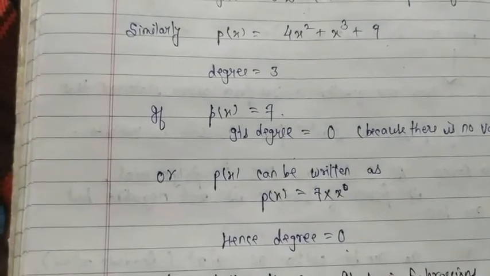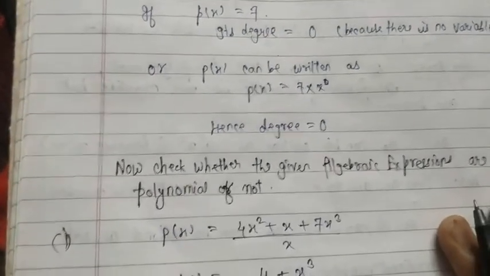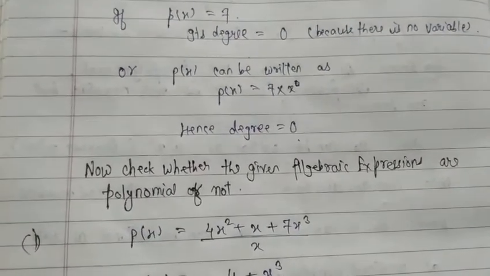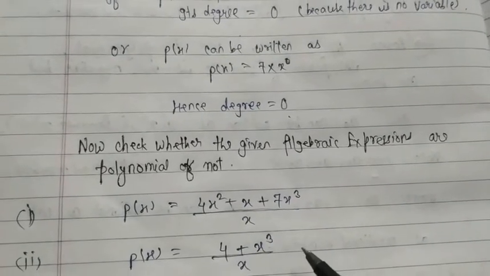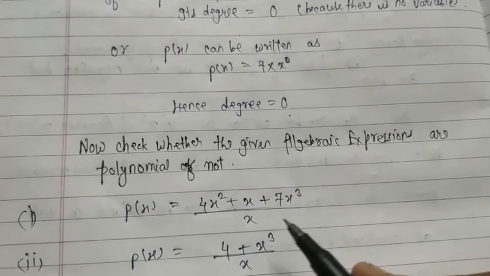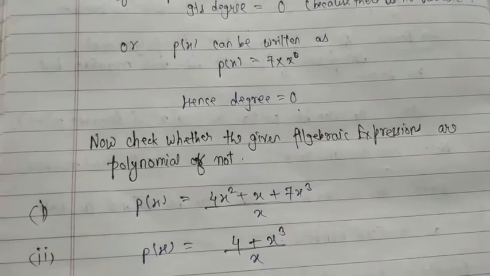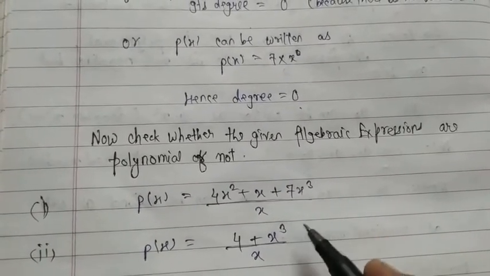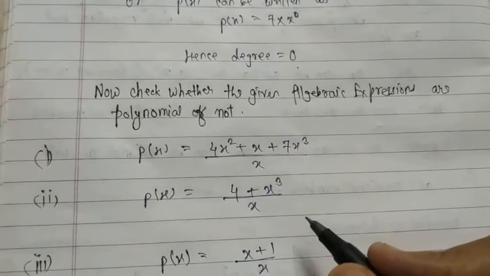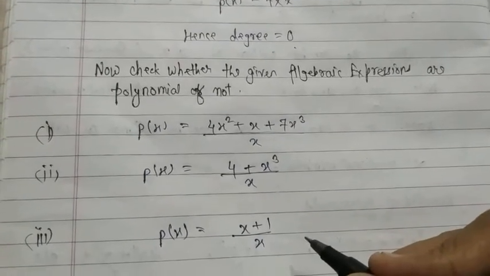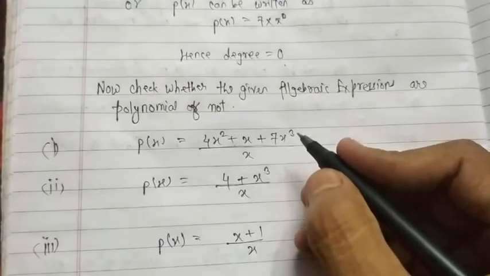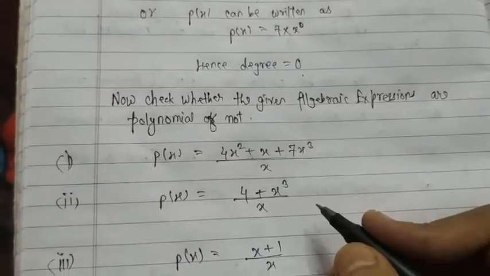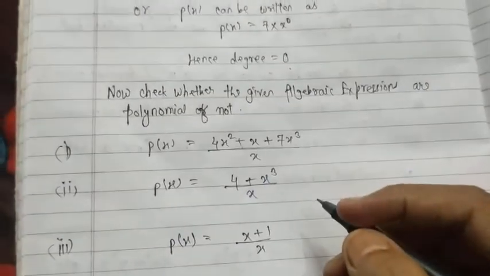Okay, now some questions for you. Check whether the given algebraic expressions are polynomials or not. See, p(x) equal to 4x square plus x plus 7x cube upon x, p(x) equal to 4 plus x cube upon x, and p(x) equal to x plus 1 upon x. You have to find out which one is a polynomial and which one is not a polynomial.